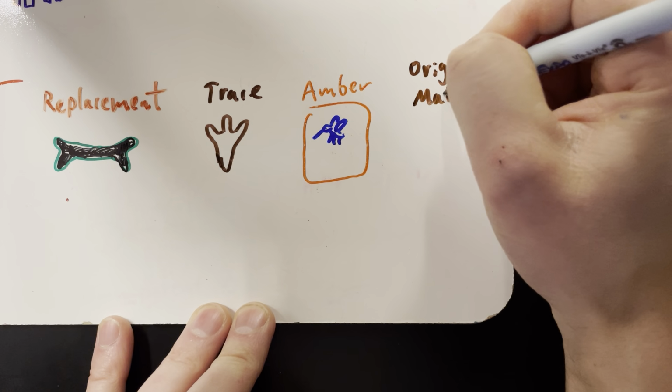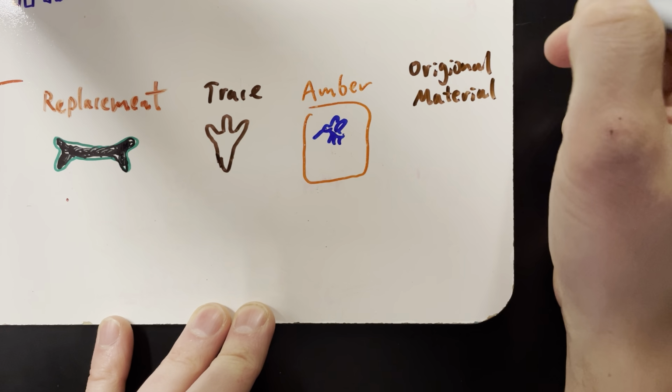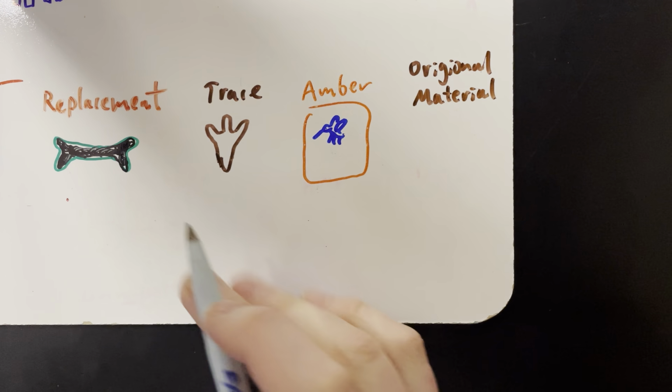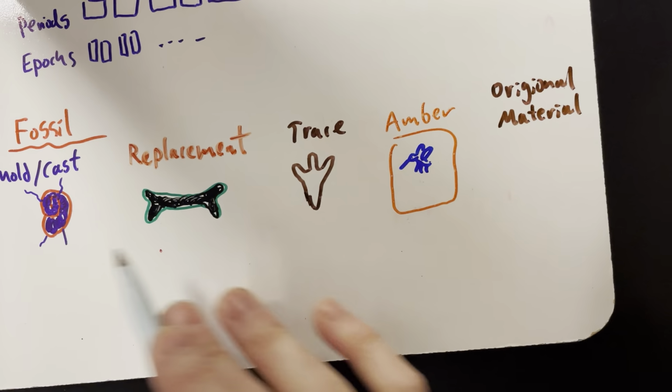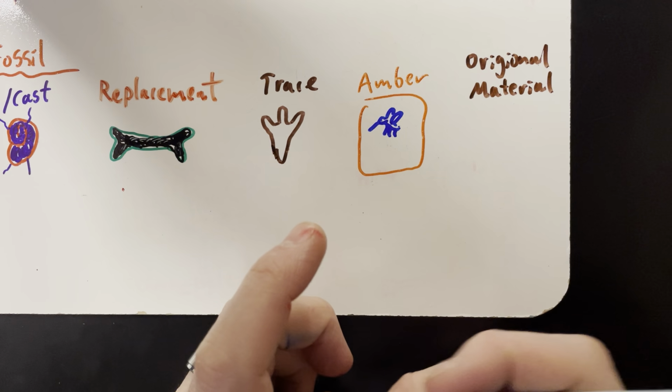How do plants get fossilized? Same sort of deal, often through replacement or a mold cast, usually less trace fossils. Original material, we have an example of this at the museum.